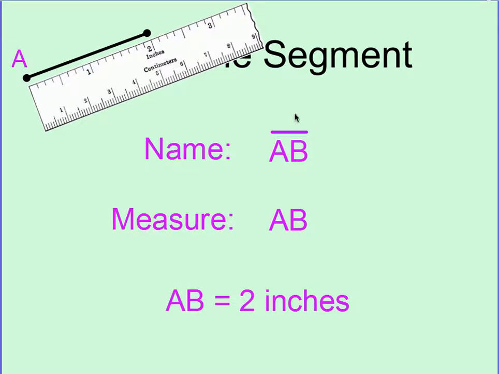Notice that when I'm talking about the name, I use the symbol over the top. When I talk about the measure of the segment, I don't put the symbol over the top. So when I want to say the segment is 2 inches long, without the symbol, this reads, the measure of AB is 2 inches. You do need to know the difference between the name and the measure notation for segments.